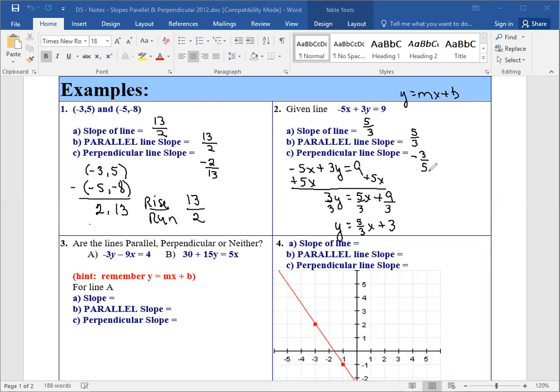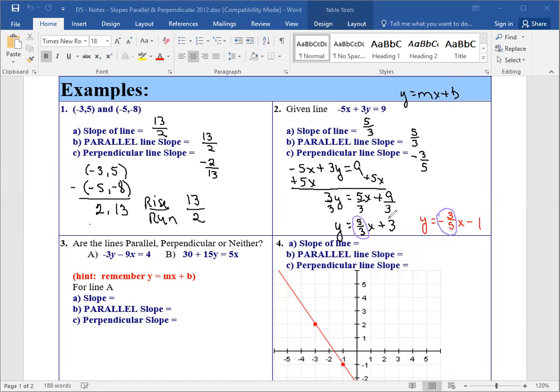Okay, so to show you an example, if I wrote y equals 5/3 x plus 3, and then I gave you another line that said y equals negative 3/5 x minus 1, if you look at the slope, 5/3, negative 3/5, okay, they're not the same, so these lines would not be parallel. So then I have to check perpendicular.